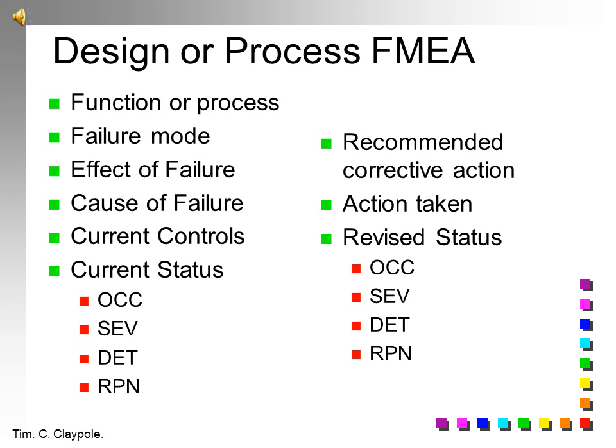So to summarise, design or process FMEA look at the function or the process, they look at the modes of failure, they look at the effects, they look at the cause, they look at how it's controlled at the moment, and the current status. On the basis of that, we look at how we can improve things, we identify what action could be taken, and then we revise the status.